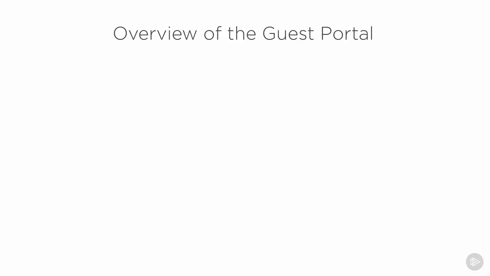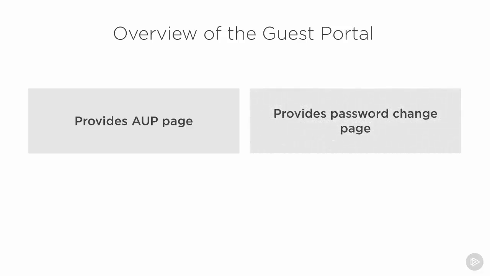Now, the final portal to discuss is our guest portal. This guest portal will provide an AUP page. Now, that stands for Acceptable Usage Policy. And typically, we put that on a guest network, and we have the user accept our terms to be able to gain access to the network. Well, this guest portal can also provide password change capability for the guest. Perhaps the password that we've assigned them through the sponsor portal is something that is going to be very difficult for them to remember. Well, we can allow them to change that password in the guest portal.